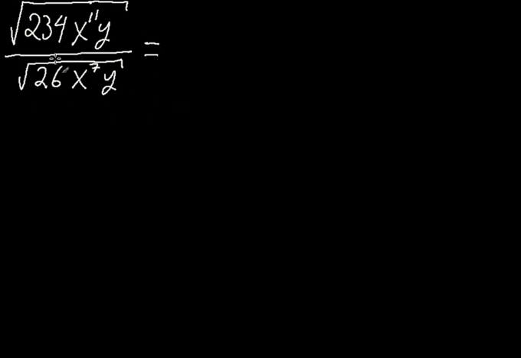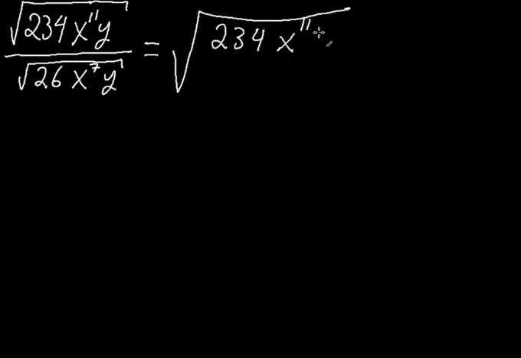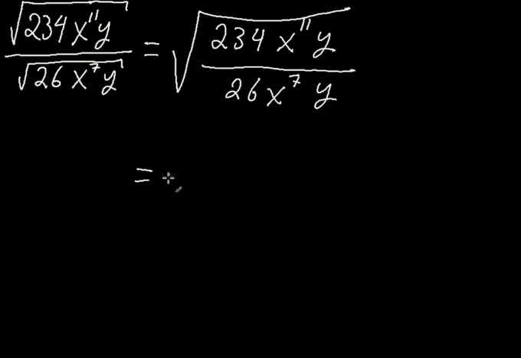Now, more strategically, these two are even numbers. Here I have x to the 11th, I have x to the 7th, y. I can do some reducing here. So I'm going to use the quotient rule going the other way, and I'm going to put them all inside the same square root and see if I can't simplify before I start breaking this up. All right, well, 234 over 26, they're both even, so I can at least take a 2 out, but actually 9 times 26 is 234, so I can simplify that by quite a bit.